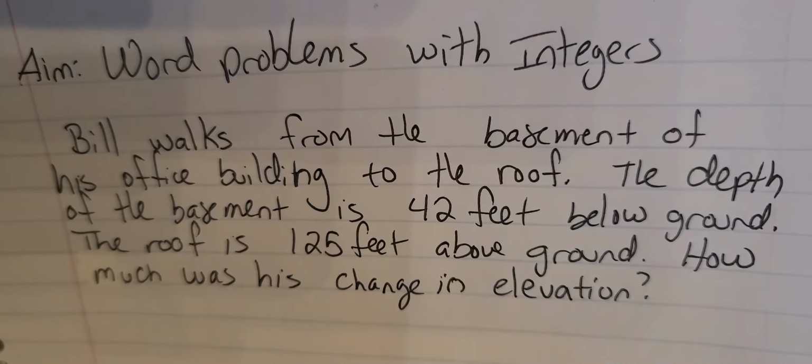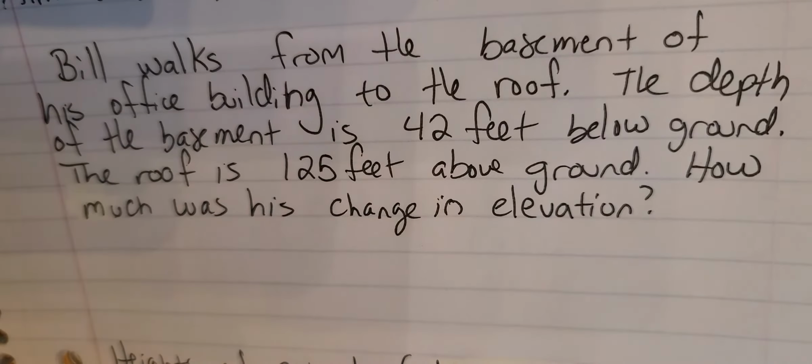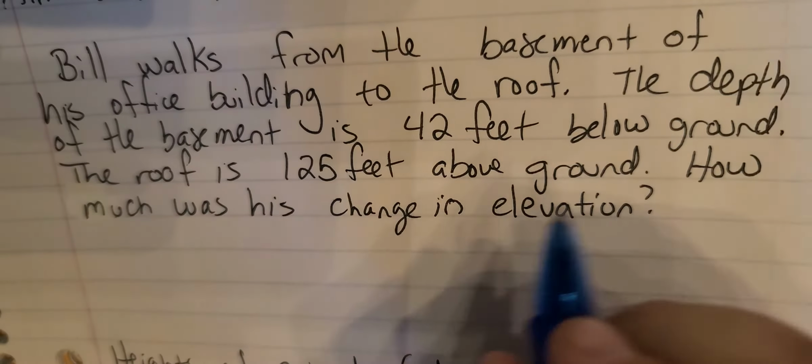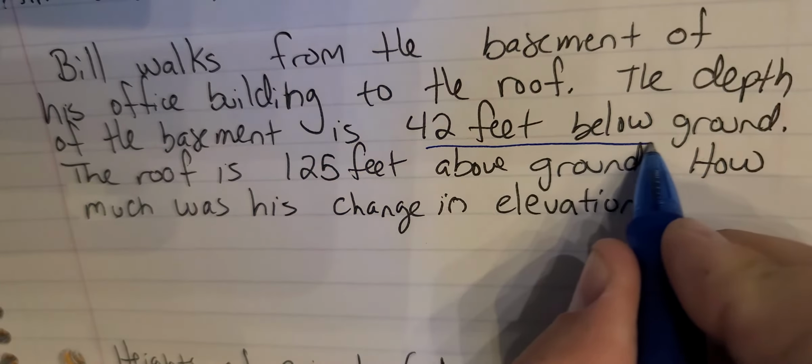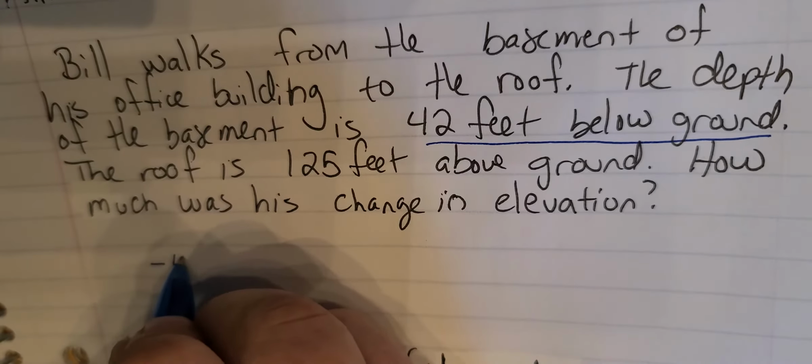First one. Bill walks from the basement of his office building to the roof. The depth of the basement is 42 feet below ground. The roof is 125 feet above ground. How much was his change in elevation? So we have a few things here to work through first. We have 42 feet below ground. Now, if we go all the way back to our first lesson, we know that's negative 42.